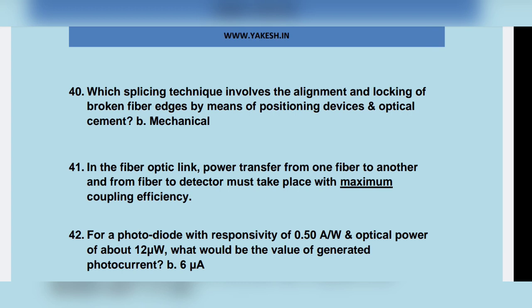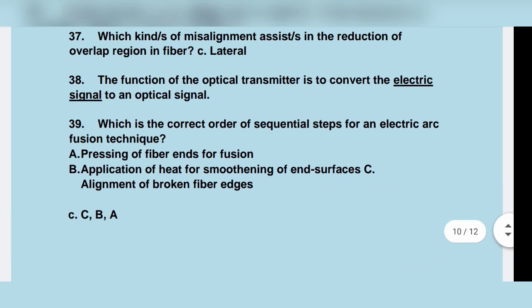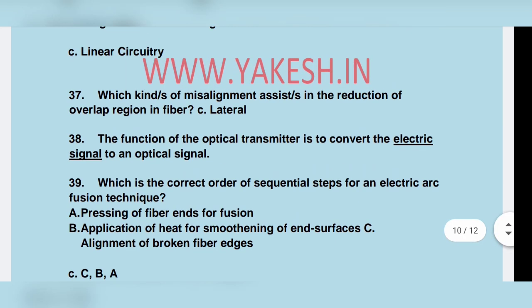6 nA. In the fiber optic link, power transfer from one fiber to another or detector must take place with maximum coupling efficiency. Which splicing technique involves the alignment and locking of broken fiber edges by positioning devices and optical cement? Mechanical. Which is the correct order? Option C, B, A. Alignment of broken fiber edge, application of fields, smoothing of end surface, pressing of fiber ends, fusion. The function of an optical transmitter is to convert the electrical signal to an optical signal.